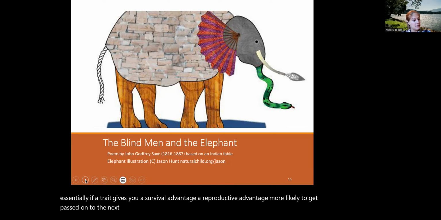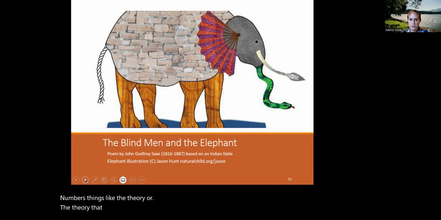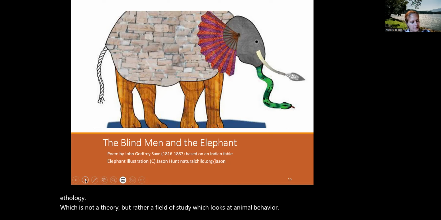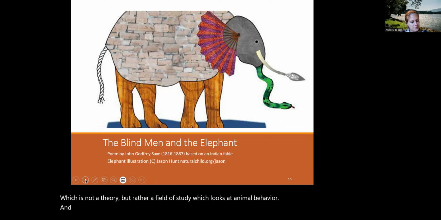So that covers things like the theory that comes from the theory of evolution by Charles Darwin. We'll also talk about ethology, which is not a theory, but rather a field of study, which looks at animal behavior. And then finally, the field of behavioral genetics, we'll talk about that a lot in our next chapter.